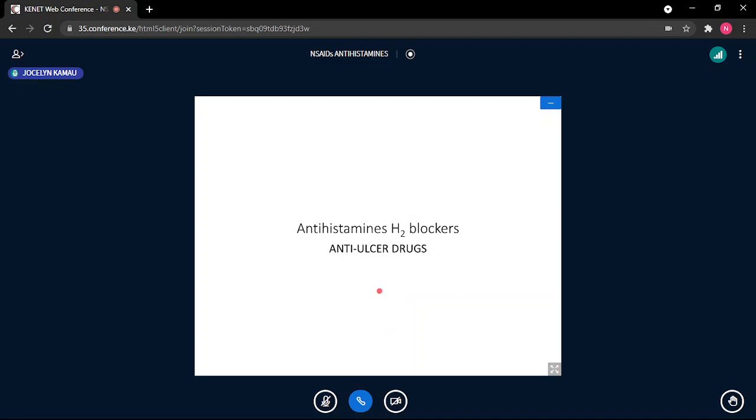So we are now going to look at the H2 blockers. These ones specifically go for the H2 receptors, and you will see, yes, they will have some structural resemblance to histamine. They do have structural resemblance to histamine, but at the same time, they do have some structural differences so that they can go and bind the H2 receptors.